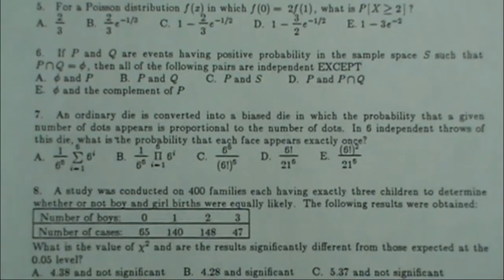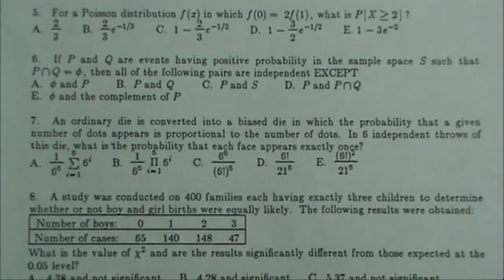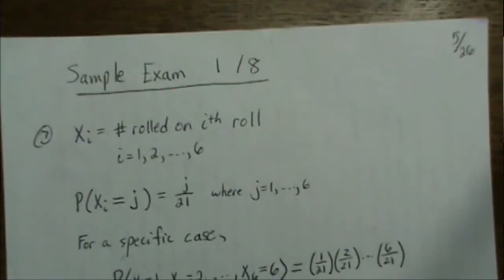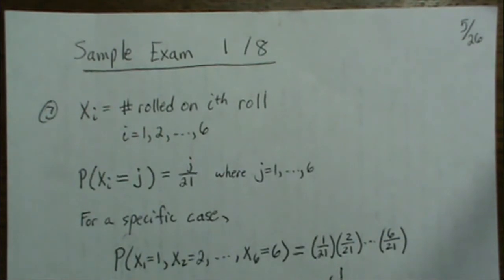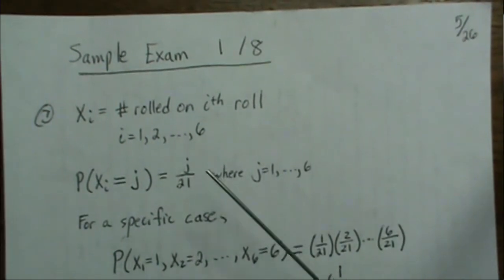Problem 7. An ordinary die is converted into a biased die in which the probability that a given number of dots appears is proportional to the number of dots. In 6 independent throws of this die, what is the probability that each face appears exactly once? So here, in problem 7, an ordinary die is converted into a biased die, and we want to find the probability that in 6 rolls, each number is represented once.